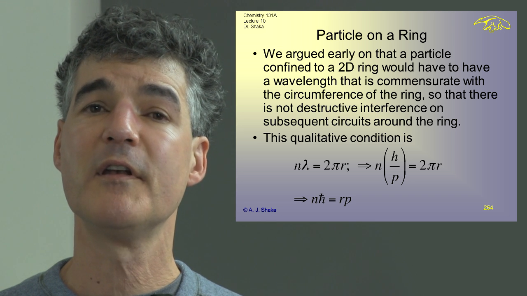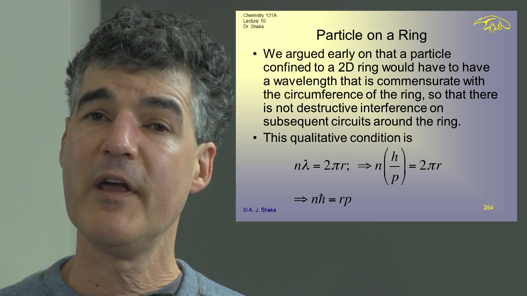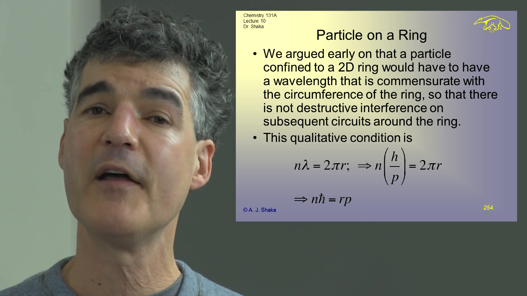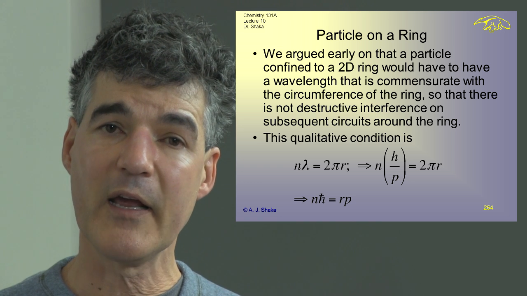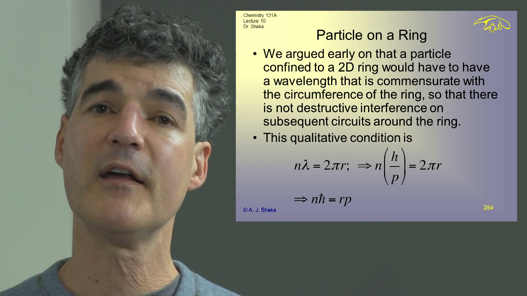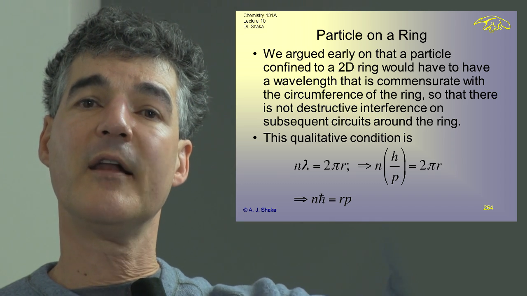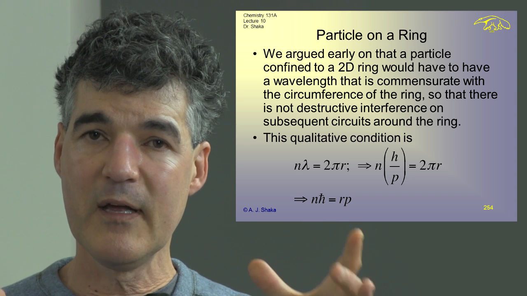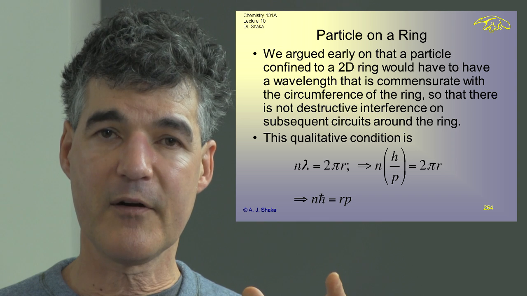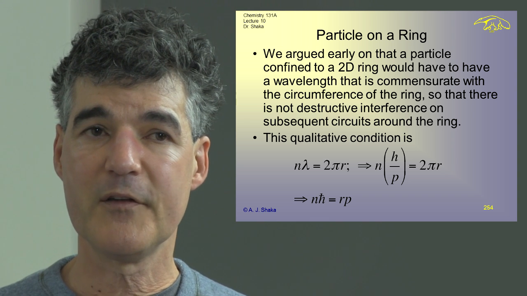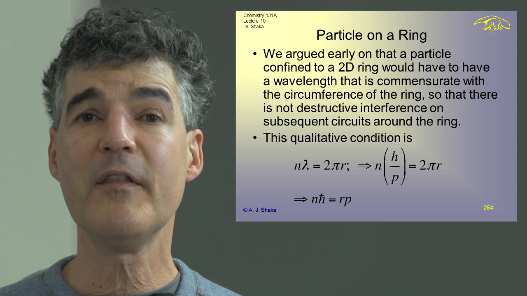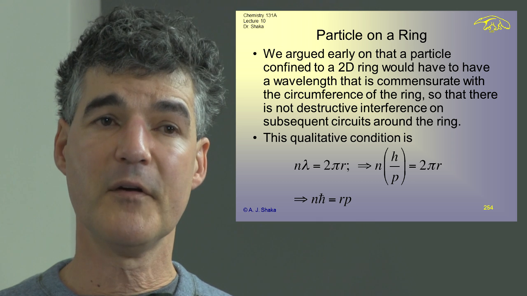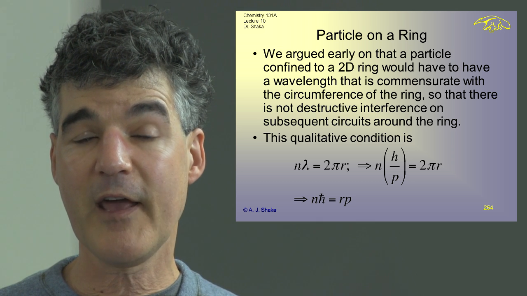And our qualitative condition then is that we have to have an integral number of wavelengths, n lambda has to equal the circumference of the ring, which is 2 pi r. If that condition is met, then we can go around like that, and we can come back and we'll be at the same place. And that means that we've got a stable, standing wave, a probability pattern that's not changing in space or time. Now, the de Broglie wavelength is related to h divided by the momentum. Therefore, we can just substitute for that.